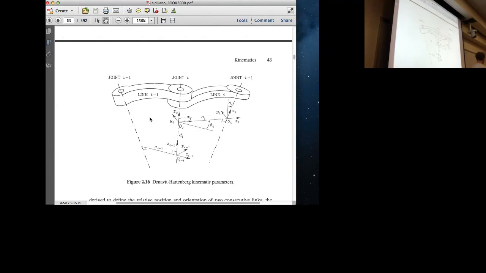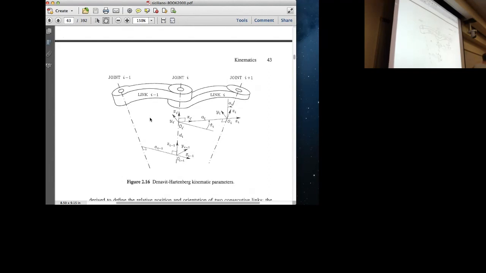And it has a total of 4 parameters. You have alpha I, AI, DI, and theta I. These are called the Denavit-Hartenberg parameters, 4. Okay? And we can interpret them in different ways. So if we, for instance, have a prismatic joint, then DI would actually be our variable parameter. So DI here would change as your actuator, your piston, goes in and out. Okay? The rest of the stuff would be static.